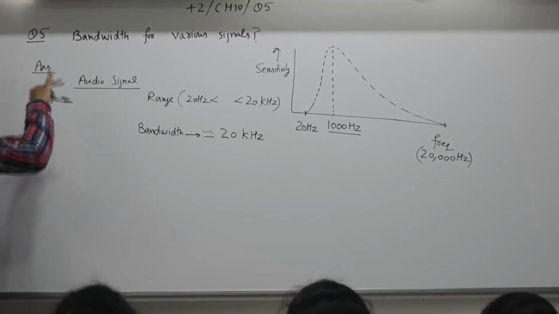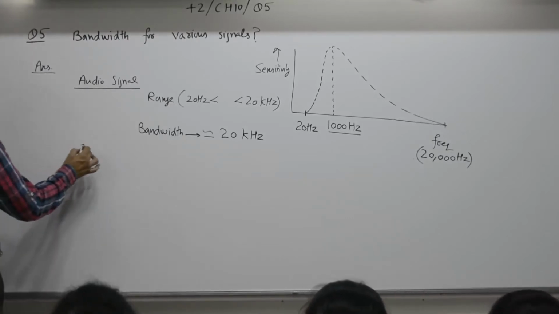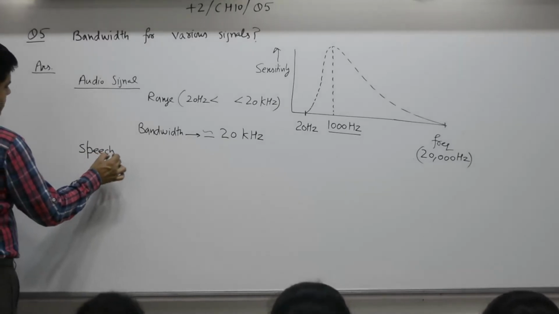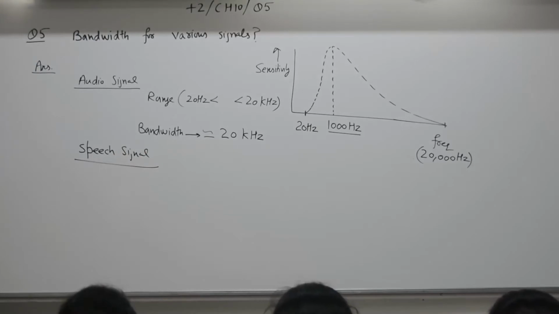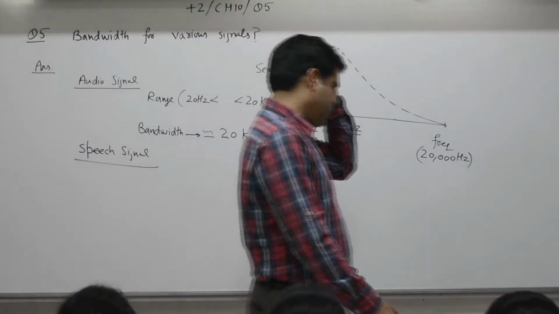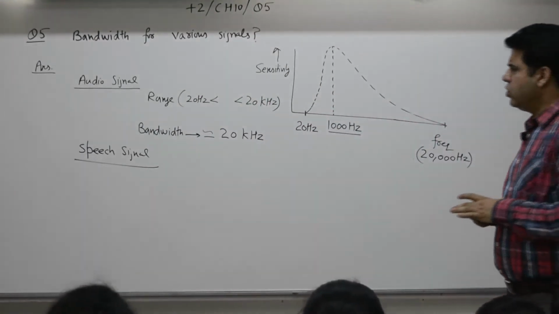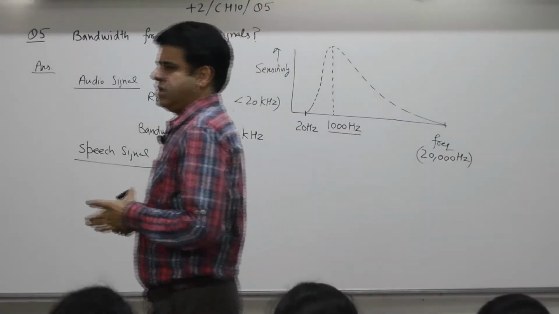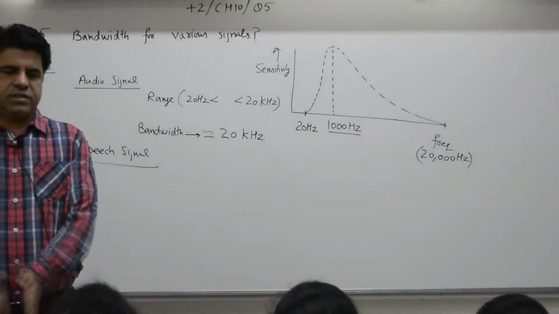And before this audio signal, there is one statement written, that is speech signal. What is the difference? Speech signal value is given as 300 hertz to 3100 hertz. What does it mean? Anyone? Tell me, what is the difference between audio signal and speech signal? Anyone who can answer?